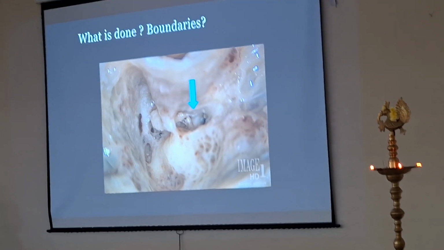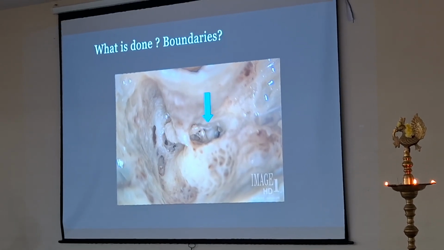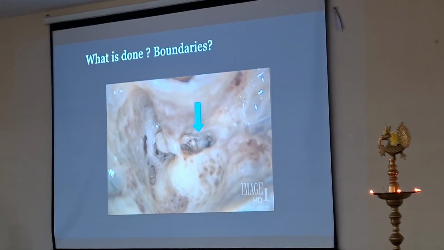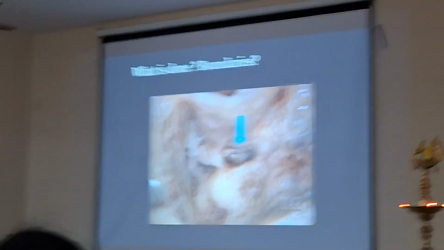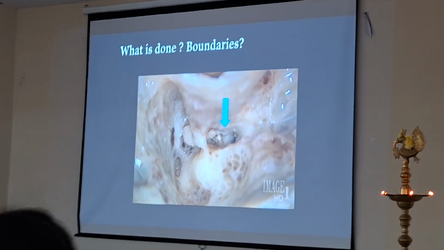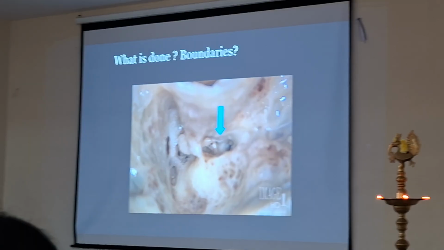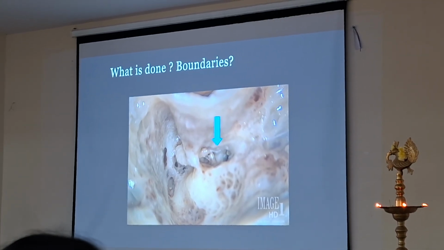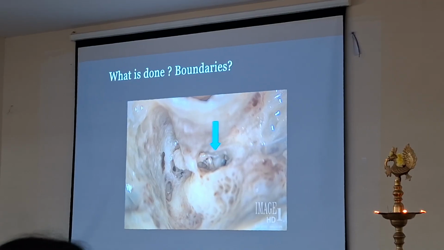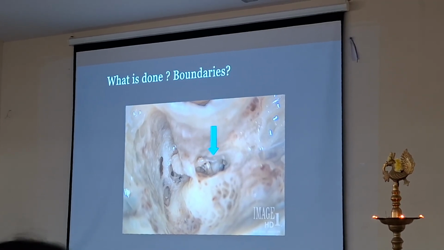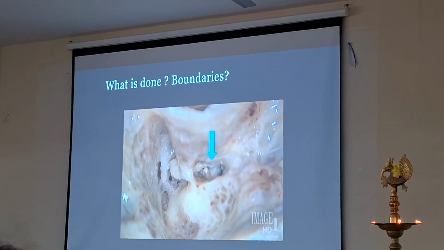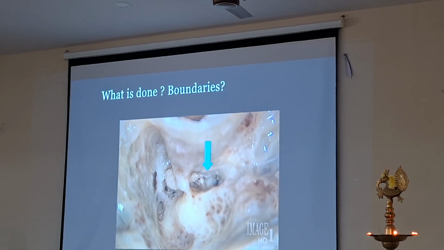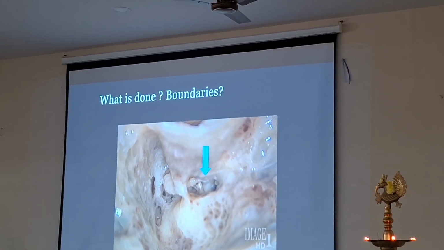So now, what is this triangle called? Please tell the boundaries. Anyone who can tell? Keep your mind near the answer. Medially by the vertical segment of the facial nerve. Very good. Superiorly by fossa incudis. Very good.